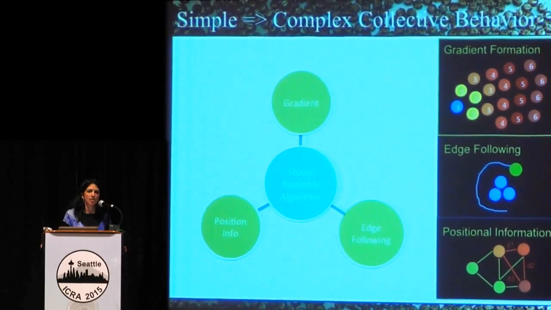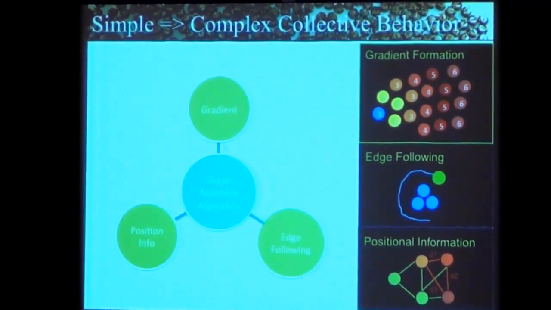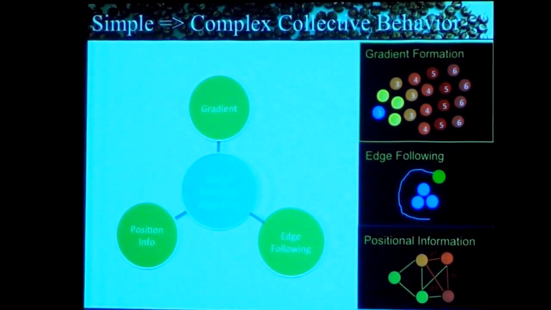We have a self-assembly algorithm that composes three different kinds of behaviors. Gradient formation is the idea that as information propagates from a source, it can give a sense of distance. The further away information flows, it's a way of measuring distance from a source. So we can sort of make a pattern. Edge following, I showed you before: a robot can move predictably about another robot.